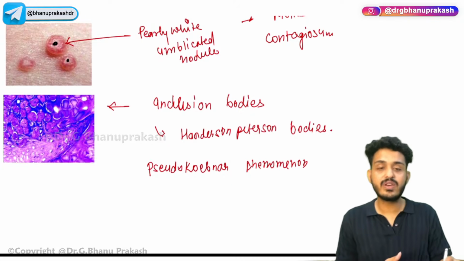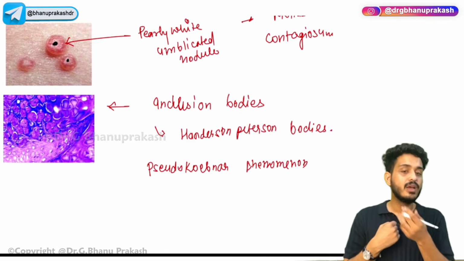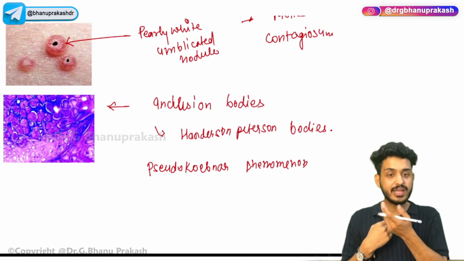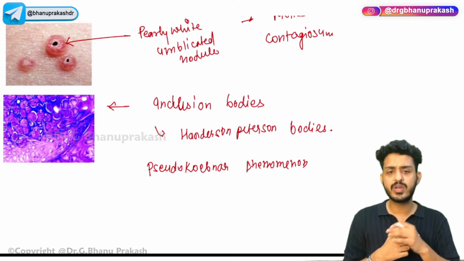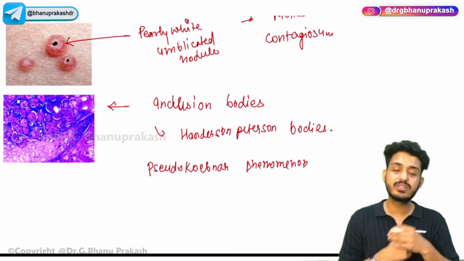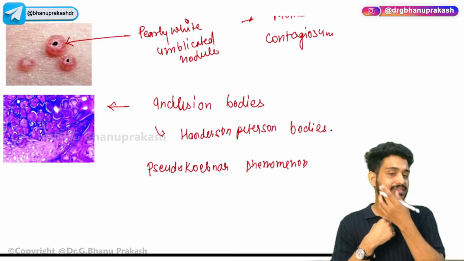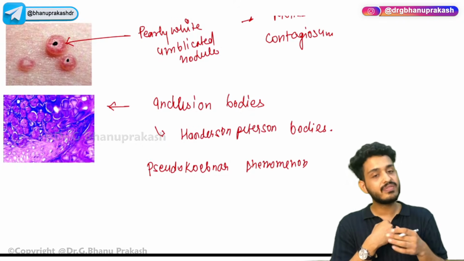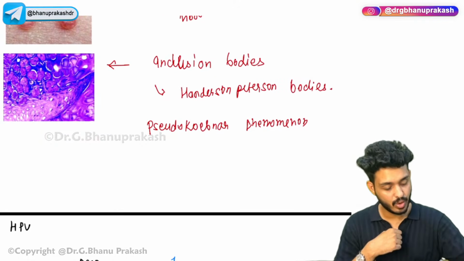Okay, pseudo-Koebner phenomena, what was that? Because of auto-inoculation. For example, a child has a lesion over here, he touches it, and then he touches another child who has low immunity. So this lesion can occur in a different person, but pseudo-Koebner means he will have the same lesion on a different side of the body, okay. That is your pseudo-Koebner phenomena.